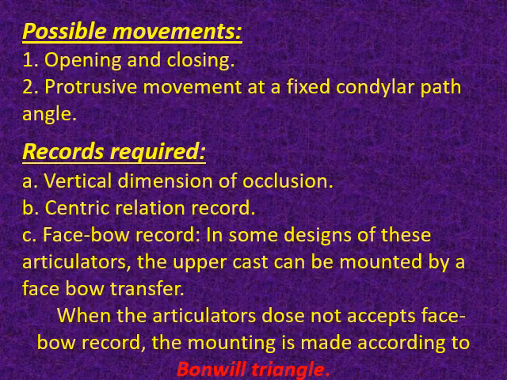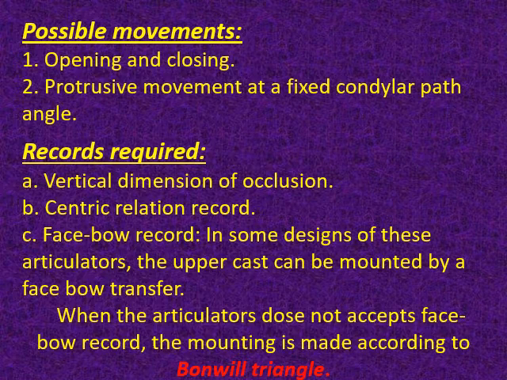Possible movement of the mean value articulator: opening and closing, the same as the previous one, and we can add protrusive movement at a fixed condylar path angle. Records required: vertical dimension of occlusion, centric relation record, and face bow record in some types of these articulators. When the face bow is not acceptable or not present in this type of articulator, we can mount the upper cast according to the Bonwill triangle.